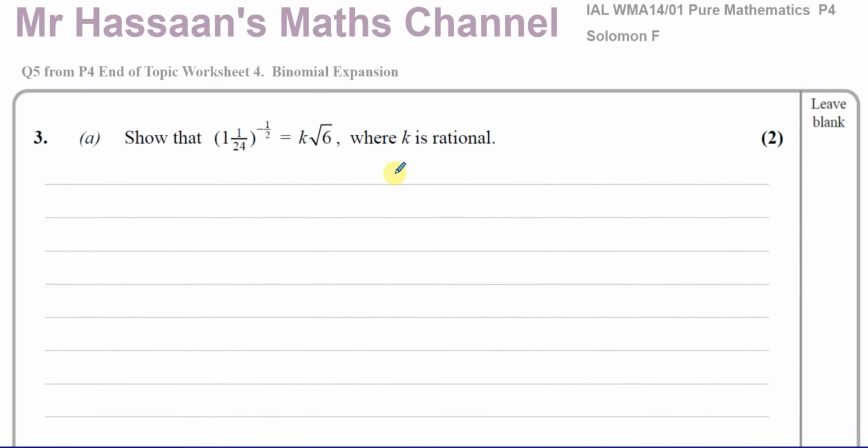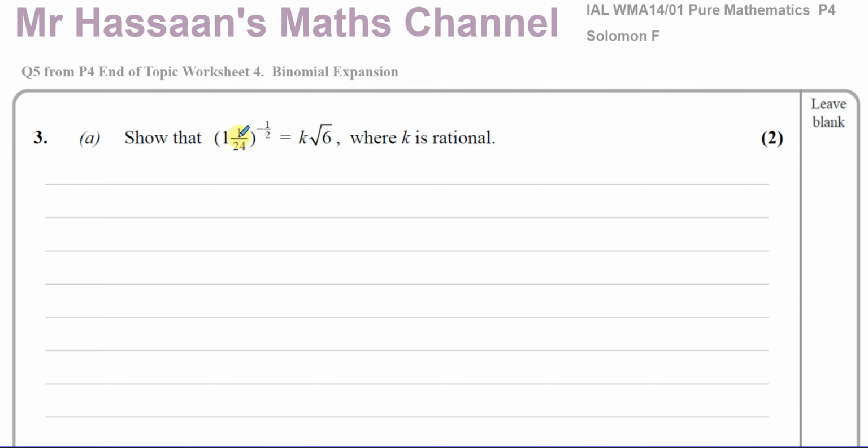Part A starts off simply with telling us to show that 1 and 1 over 24 to the power of negative a half is equal to k root 6, where k is rational. Okay, so you're going to show how this becomes something where you end up with a fraction times root 6. So what we can do here is rewrite this first as an improper fraction.